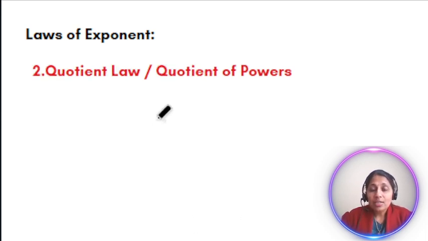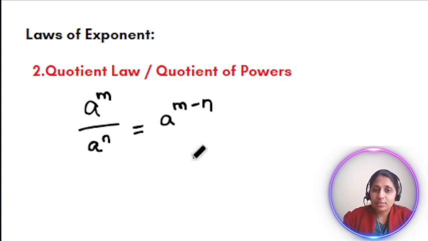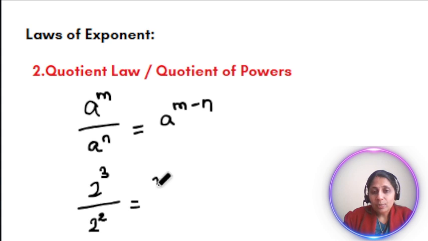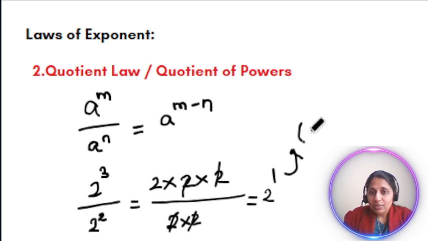The next law is the quotient law. Quotient means the result of division, right? So if same bases are divided like this, then the power will get subtracted like this. Say for example, the same one, 2 to the power of 3 divided by 2 to the power of 2. So 2 to the power of 3 means 2 times 2 times 2 divided by 2 to the power of 2, which is 2 times 2. So cancel out. You get only 2, which is nothing but 2 to the power of 1. This is basically 3 minus 2.